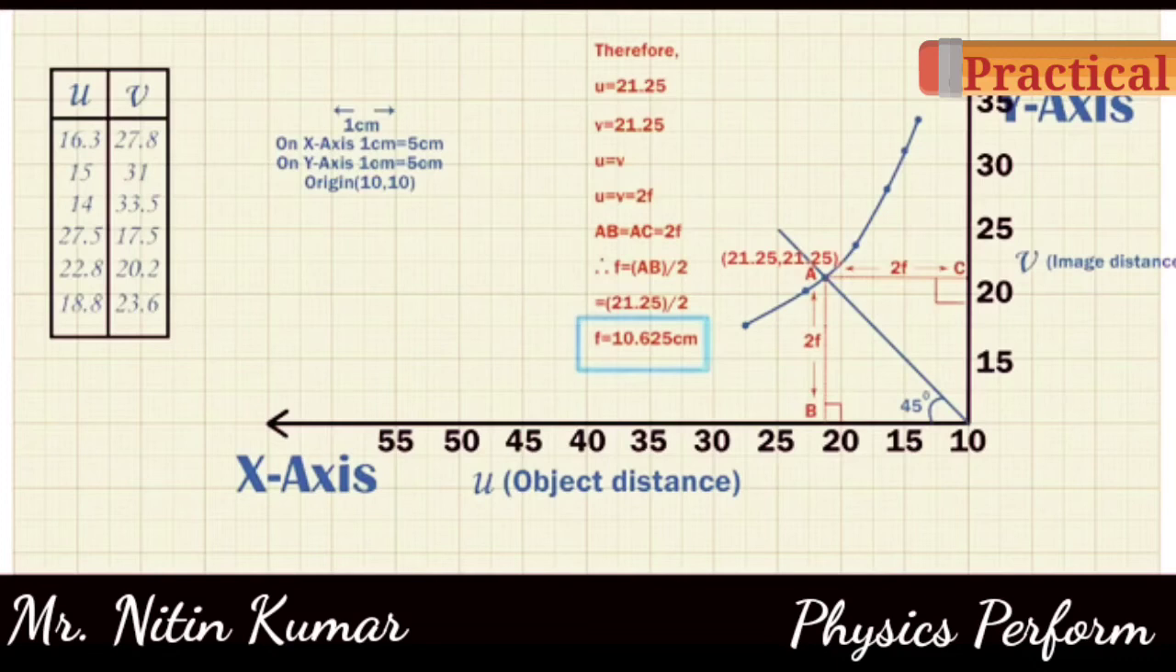Therefore, U is equal to V. In case of a convex lens, when the object is placed at 2f, the image is formed at 2f. Therefore, U is equal to V is equal to 2f. That is, AB is equal to AC is equal to 2f. Therefore, f is equal to AB by 2, that is 21.25 divided by 2. Therefore, f is equal to 10.625 centimeters.